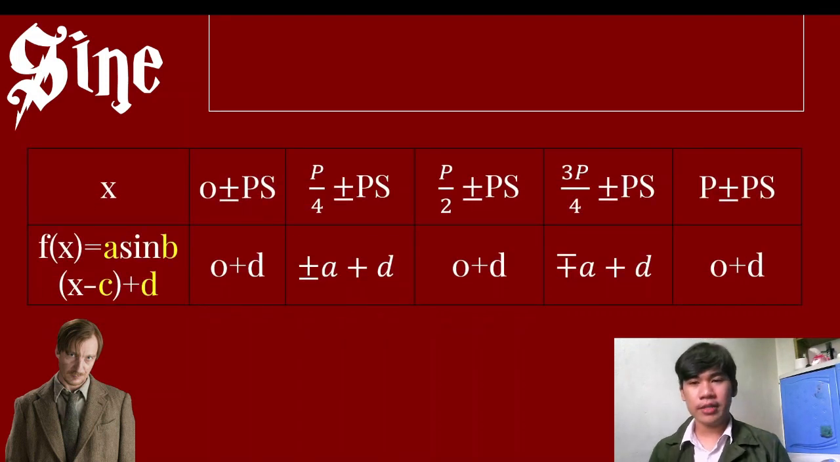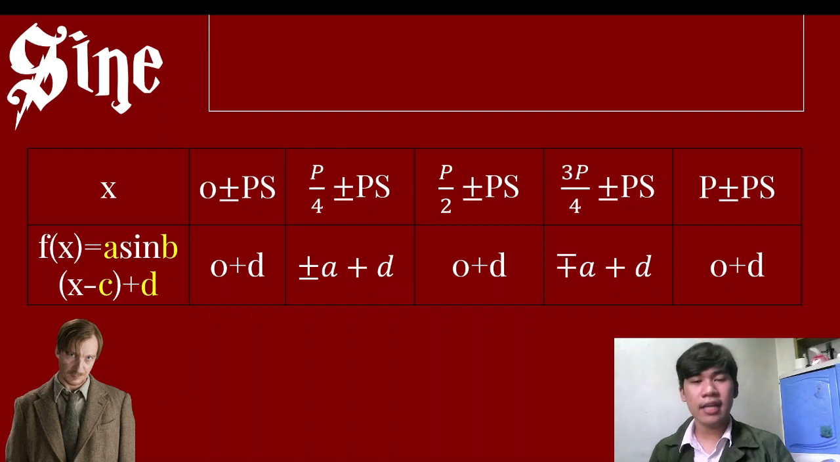This table of patterns came from our headmaster. He spent days and nights just to make this pattern for the students to be at ease. In getting x-intercept, these are the patterns: 0 plus or minus phase shift. Now, the operation that we will use on this term depends on the sign of the phase shift. If it is positive, then we would use addition, and if it is negative, then subtraction.